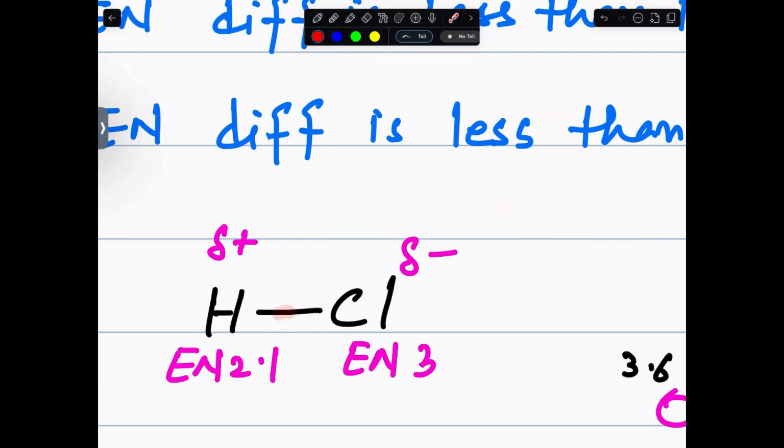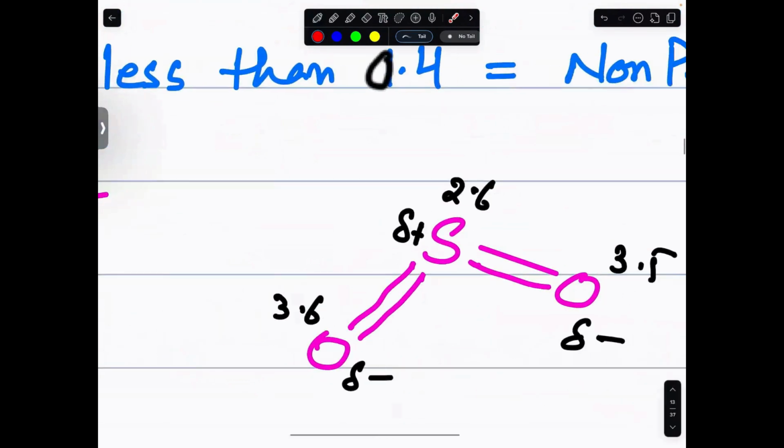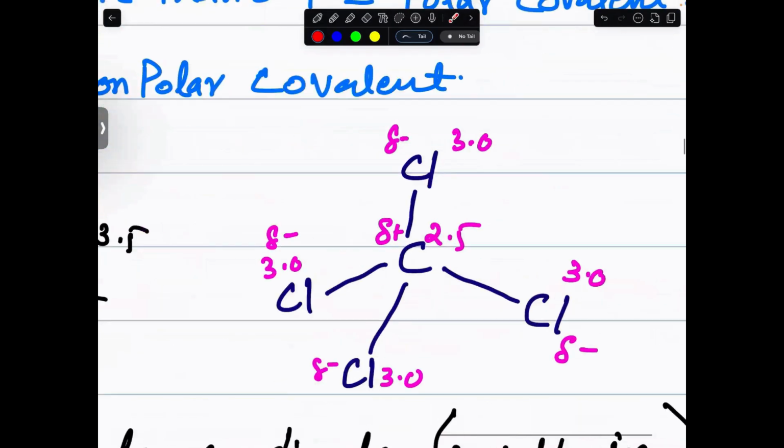So which one is more electronegative? See here, it attracts the electron cloud more. It becomes partially negative. Look at this, this is 2.6, this is 3.5. Which one is more electronegative? This. So will it attract the electron toward itself? Yes, partially negative. The other is what? Partially negative. And the sulfur is what? Partially positive.